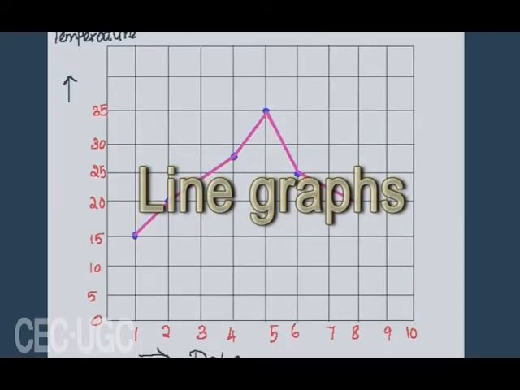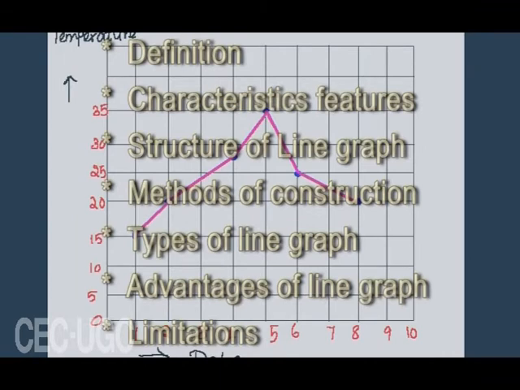Line graphs. Definition. Characteristics, features. Structure of line graph. Methods of construction. Types of line graph. Advantages of line graph.